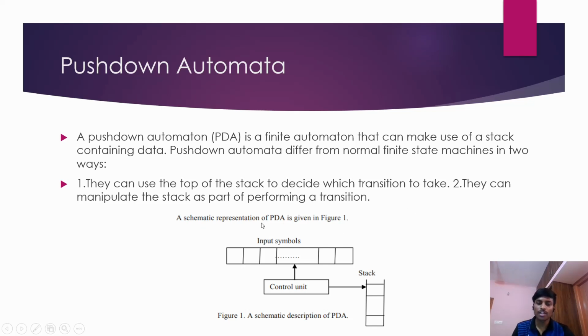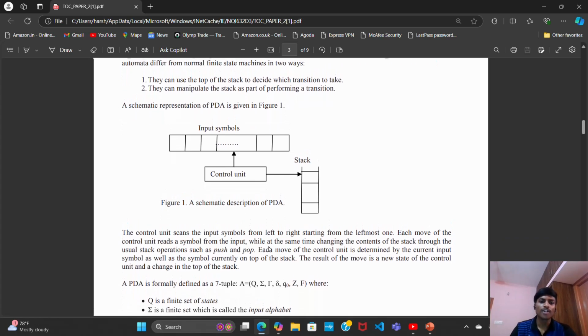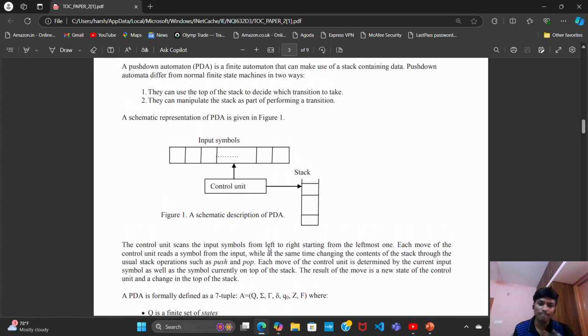A schematic representation of PDA is given in the figure. So the schematic description of the PDA is the input symbol, the control unit, and the stack. Here is a pushdown automata research paper example. So the control unit scans the input symbols from left to right, starting from the leftmost one. Each move of the control unit reads a symbol from the input while at the same time changing the contents of the stack through the usual stack operations such as push and pop.